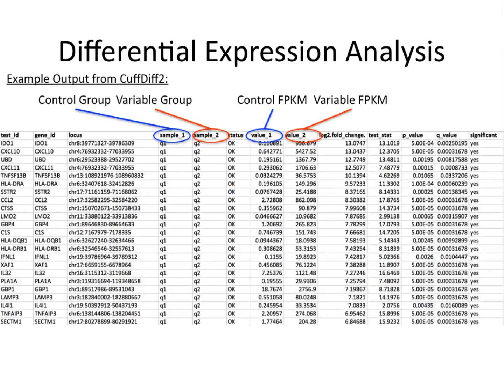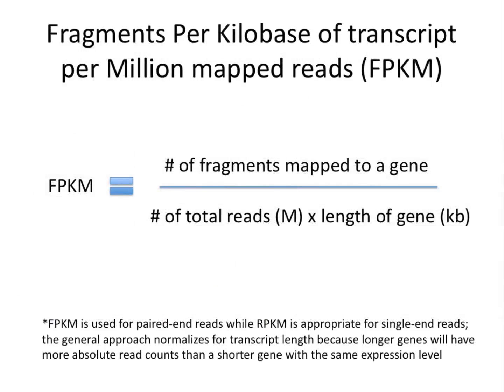This is an example of output from CuffDiff2. You can see the control group and the variable group, as well as the corresponding FPKM values of each group. What do we mean by FPKM? FPKM is fragments per kilobase of transcript per million mapped reads. In essence, it's a calculation to normalize the number of reads by the length of the transcript, as a longer transcript may have more total read fragments mapped to it by virtue of it being long.